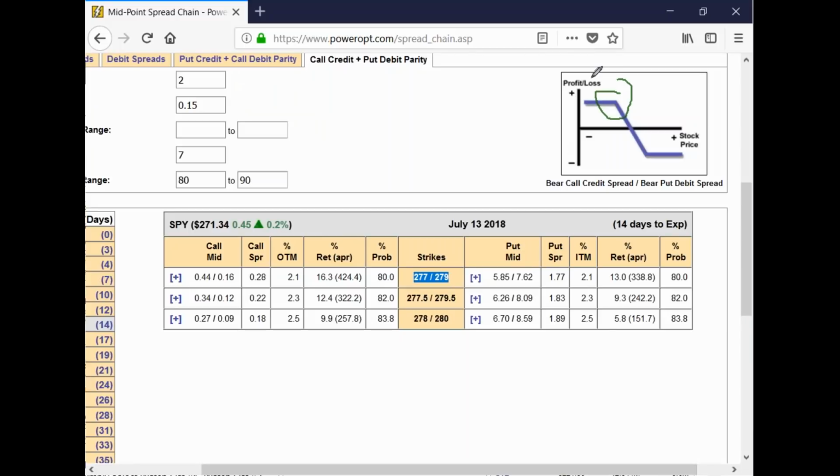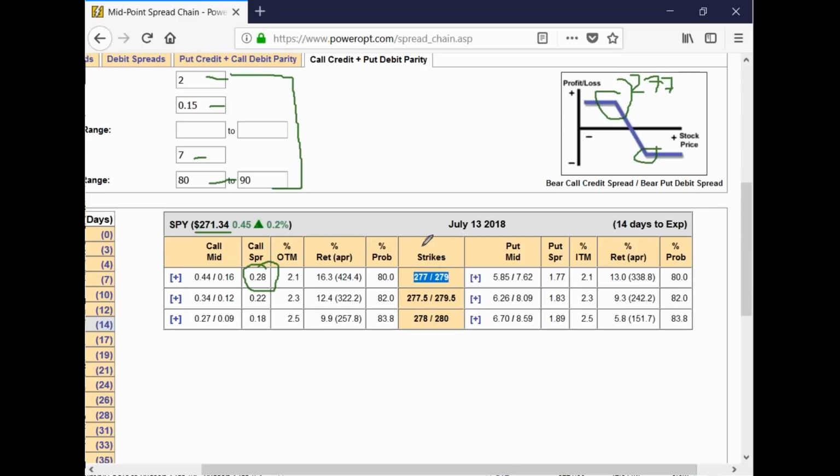So here we are. We're in the spread chain tool. We put in our criteria for the strike difference, net credit, return, and probability range. And again, SPY is at 271. If I was bearish, I could sell a 277 strike call that's out of the money by about $5.64 and buy the 279. I would get a credit of 28 cents.